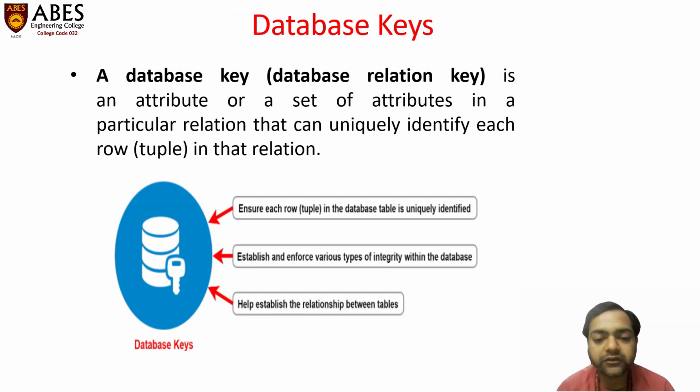It also establishes and enforces various types of integrity constraints within the database, and we have already discussed in our previous lecture how we can enforce these integrity constraints. It will also help to establish the relationship between tables, which is very useful with the help of a foreign key. When we discuss the foreign key, we'll see how it helps to establish relationships between different tables, because in a database we can have multiple tables, and if we want to retrieve information from different tables, we need the foreign key.